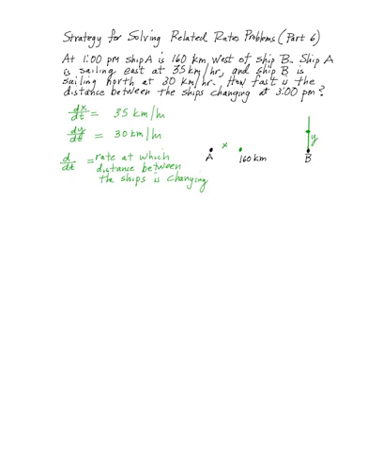Now, I want the rate at which the distance between the ships is changing. So I need to label what's changing here, the distance between the ships. Now, I could use z, or I could use capital D. It's your choice. I'm going to use capital D.